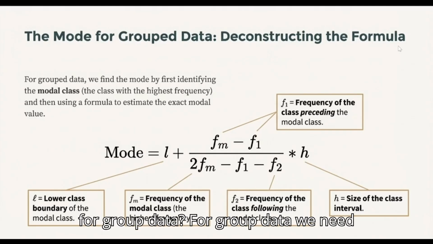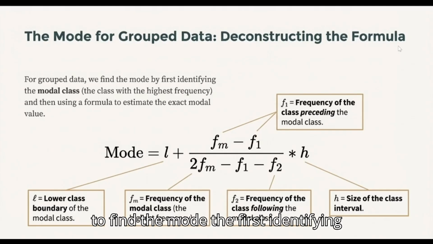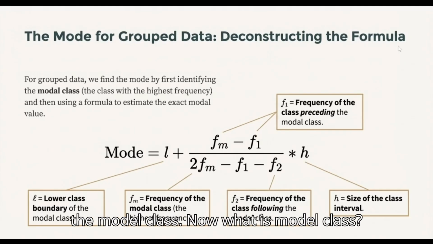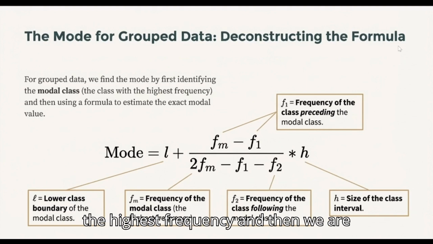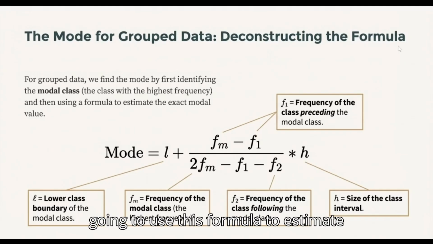What is the mode for group data? For group data, we need to find the mode by first identifying the modal class. Now, what is the modal class? It is the class interval which has the highest frequency. And then we are going to use this formula to estimate the exact modal value.